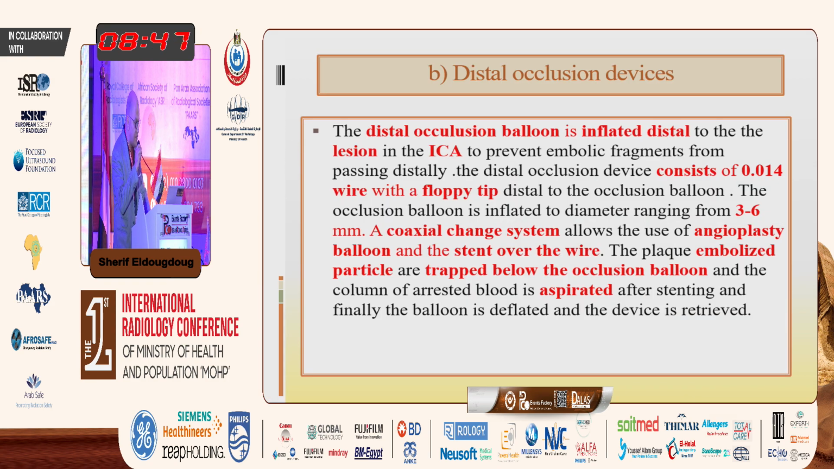Distal occlusion devices: the balloon is inflated distal to the lesion in the ICA to prevent embolic fragments from passing distally. The distal occlusion device consists of a 0.014 wire with a floppy tip distal to the occlusion balloon. The occlusion balloon is inflated to about 3 to 6 millimeters, and the coaxial system allows the use of angioplasty balloon and stent.